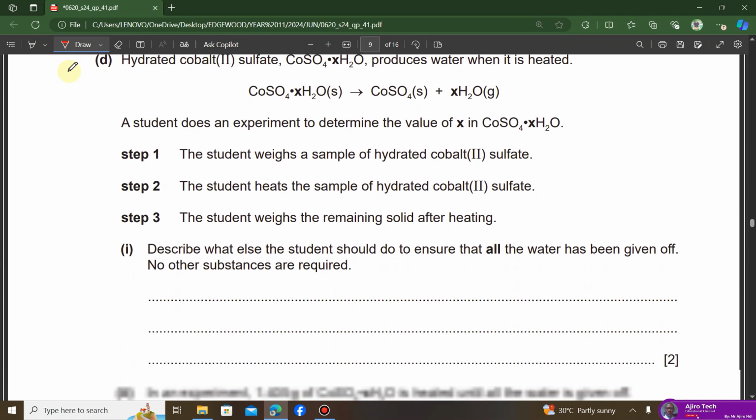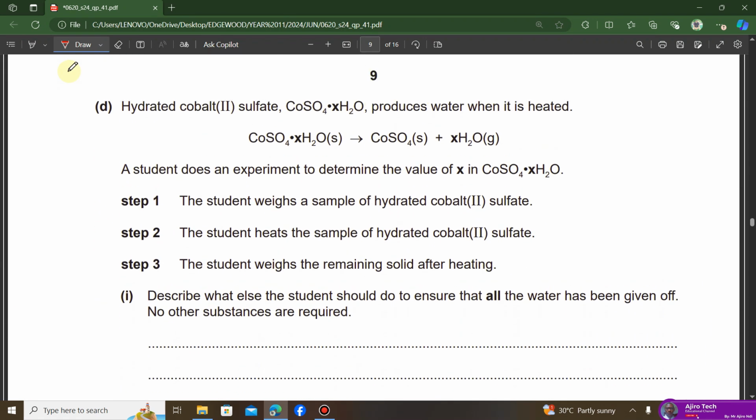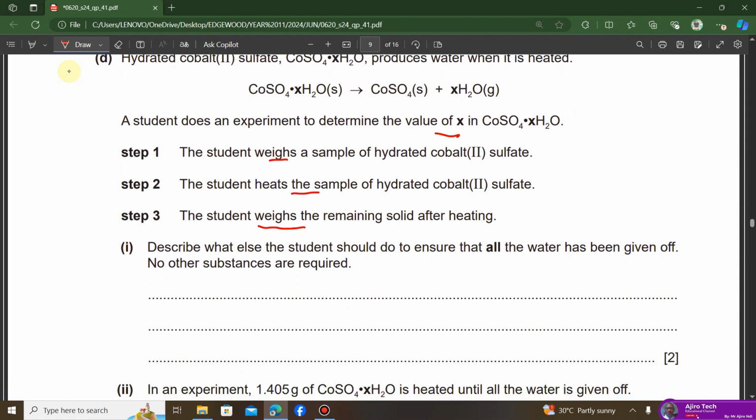We have a question here on hydrated substances again. The student is trying to determine the value of X. The student weighs a sample of the hydrated cobalt 2 sulfate, heats the sample, and weighs the remaining solid after heating. Describe what else the student should do to ensure that all the water has been given off. No other substances are required. So what the student needs to do is to heat again.